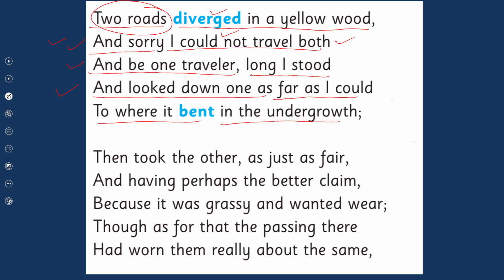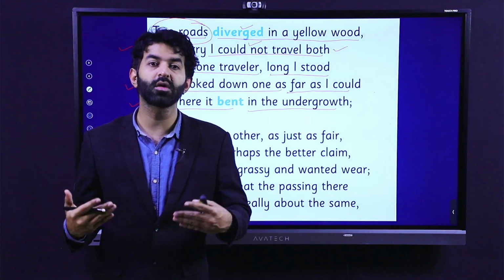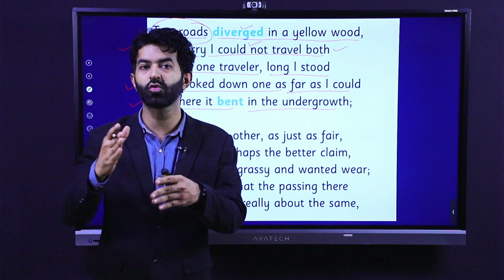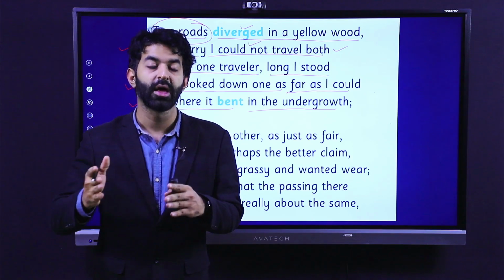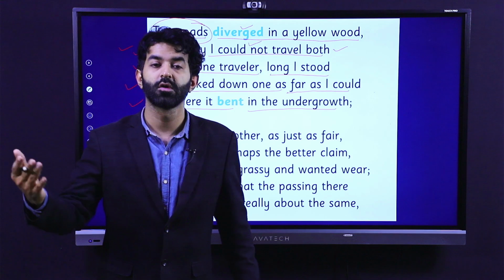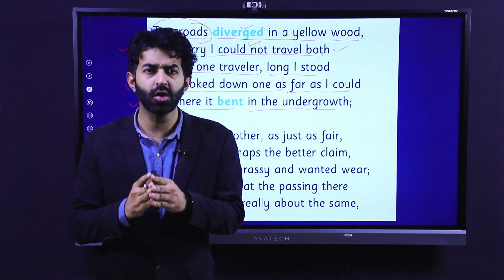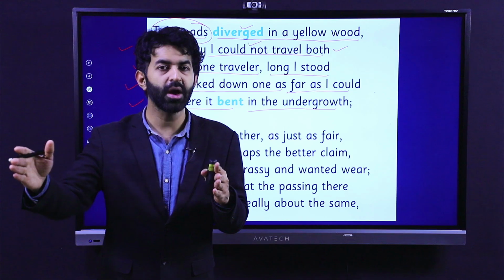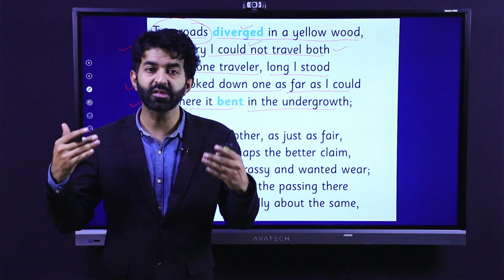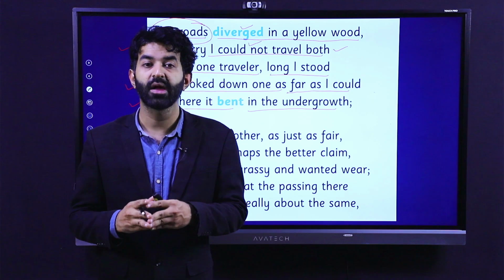And be one traveler, long I stood and looked down one as far as I could to where it bent in the undergrowth. So he paused for a moment, waited, thought about the choice, thought about the options he had, which road is leading to what path, and how long is the road. Is one shorter than the other? Maybe one could be a shortcut and the other road could be a long route. So he said that standing there, I fixed my gaze and looked at which road is going where and where it is bending. So it means that he's thinking about the choices. He's pondering upon the decision that he is going to make.